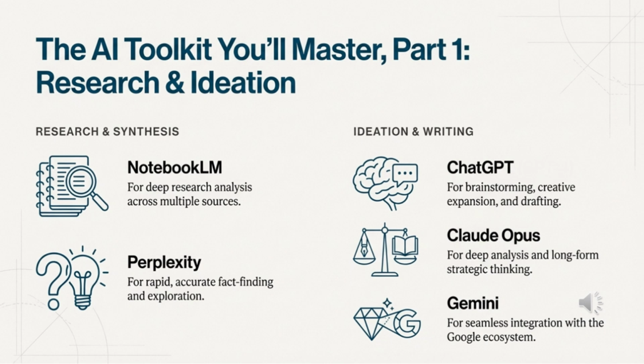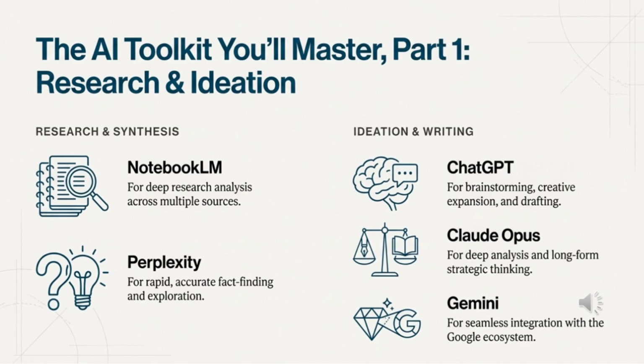Perplexity is your rapid fact-finding tool. When you need quick, sourced answers with insightful follow-up questions, Perplexity delivers. Ask it a question, it'll answer, and it'll give you 5 or 6 things you might not have thought of to follow up on, and it'll give you answers to those.